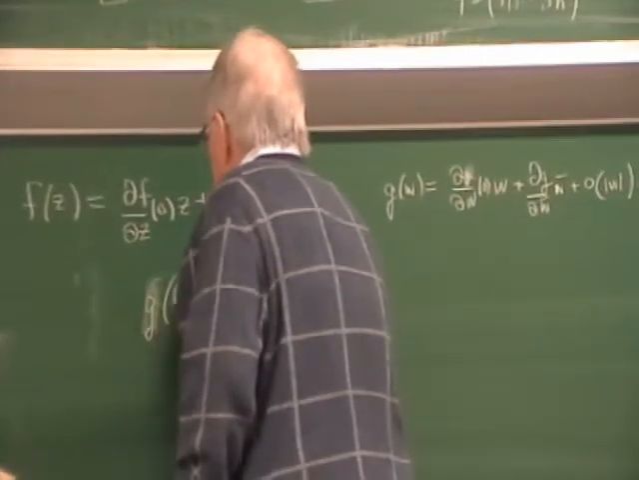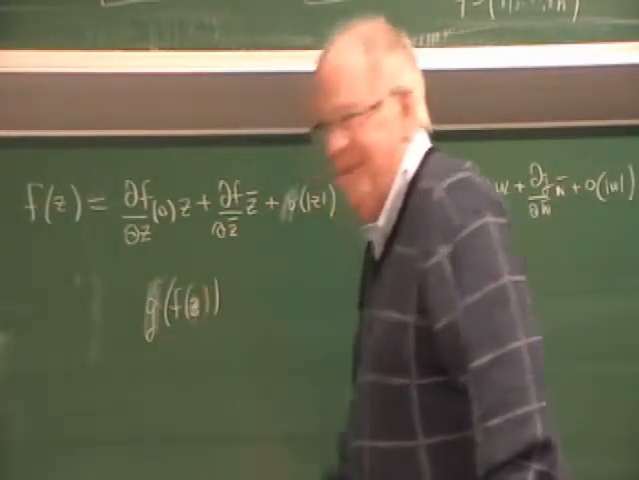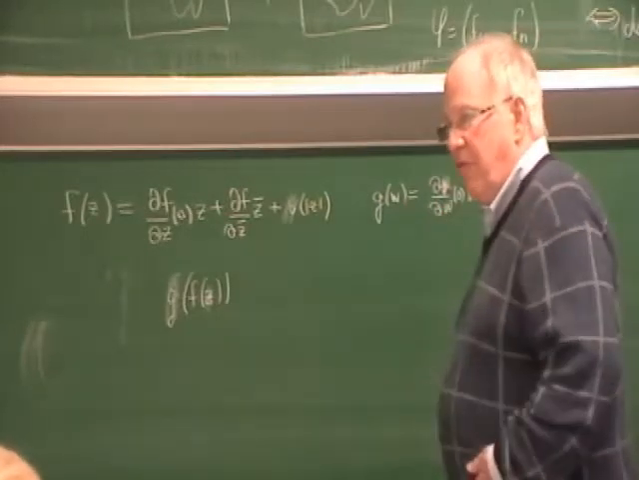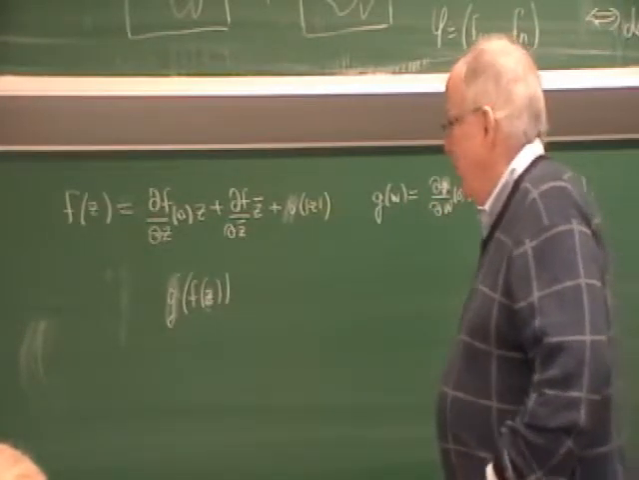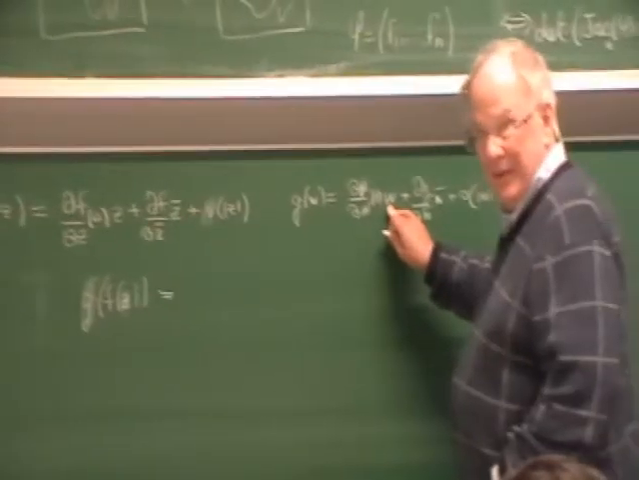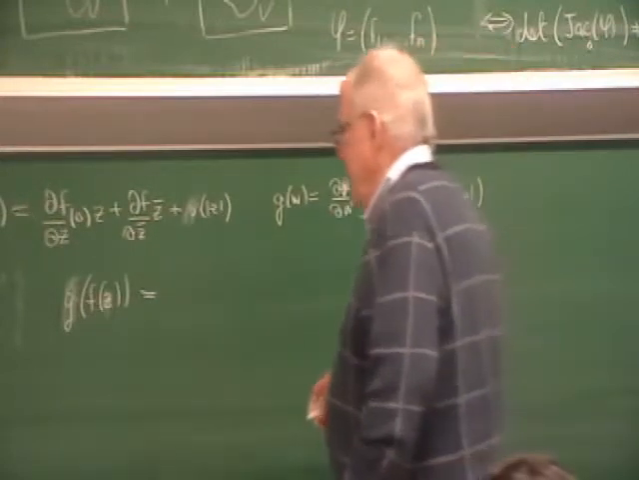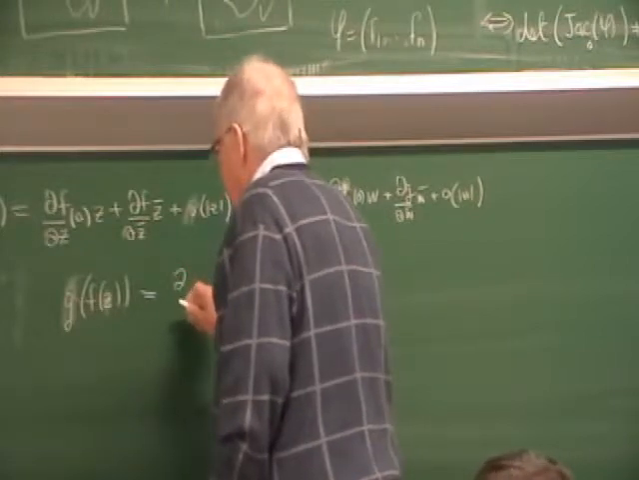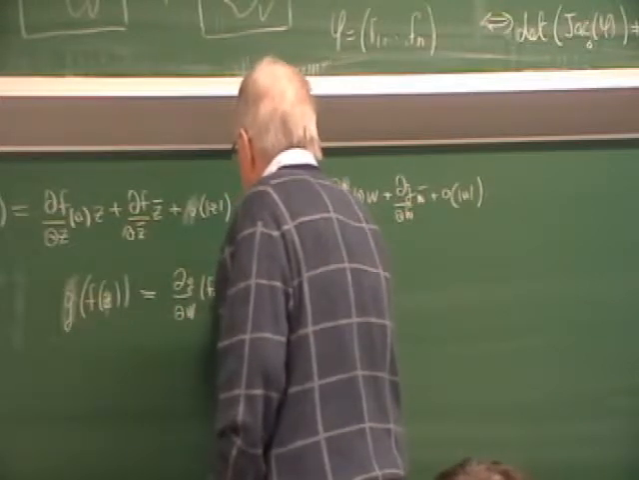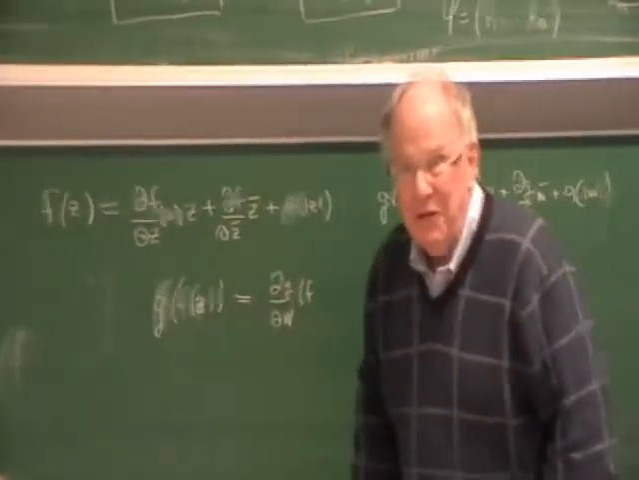So I write g of f of z. Well, it's linear stuff plus higher order terms. Right? So you put what is this? Can you do it in your head? You put in here w equals f of z. You put in here w bar equals whatever it is. So this is equal to partial, if you write it down, partial of z with respect to z, f of... Do you remember the chain rule in two real variables?